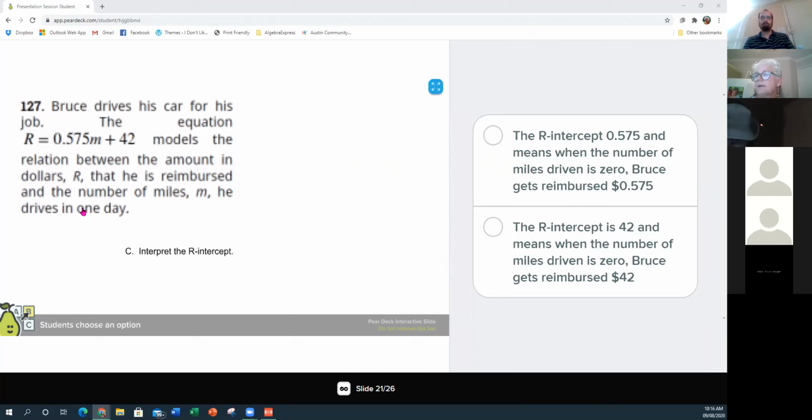What does the R-intercept mean? And remember, the R-intercept is really just like the Y-intercept. So what is that and what does it mean? What does it mean exactly in the problem? What is its special meaning? I want to say slope, but I'm not sure. Well, what is the slope in this problem? Oh, never mind. It's 0.575. My bad. Yeah, right.